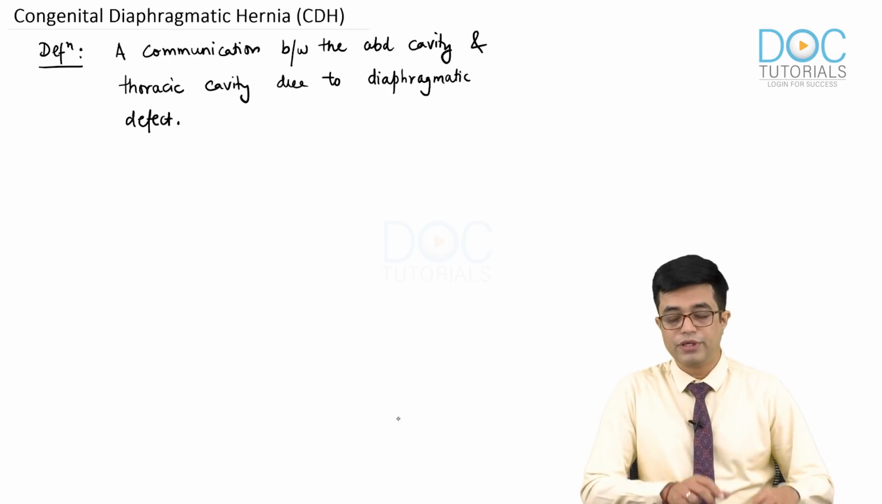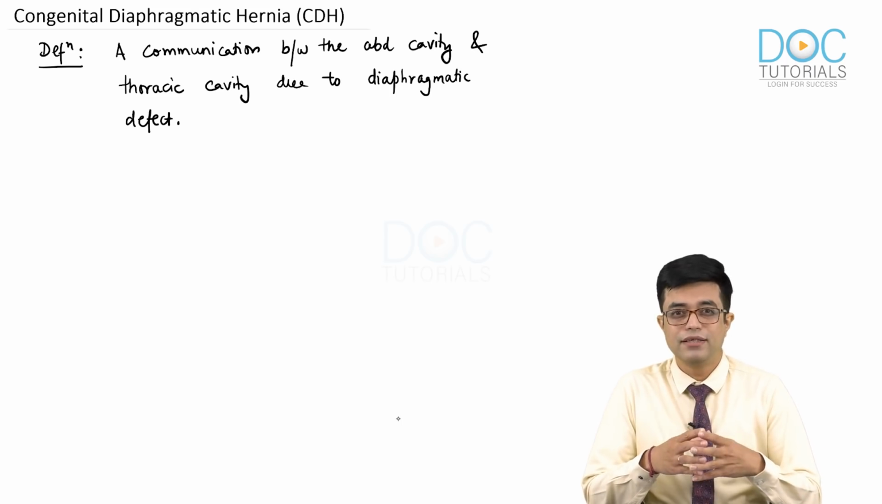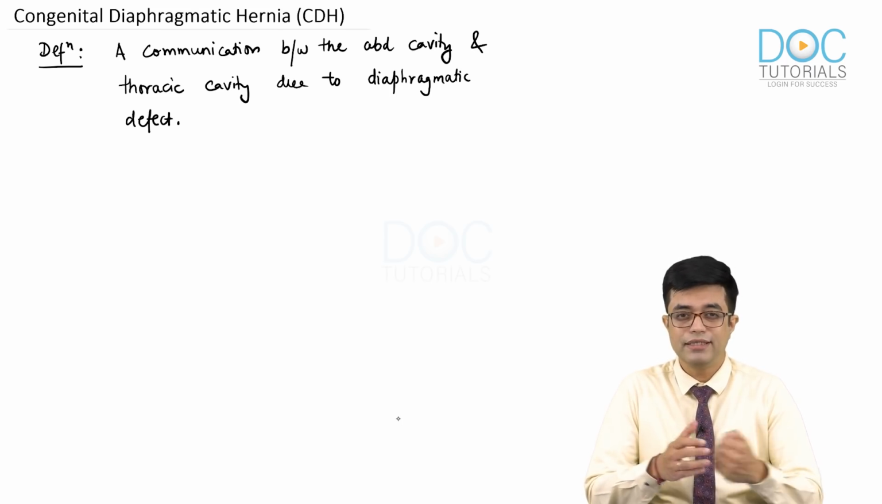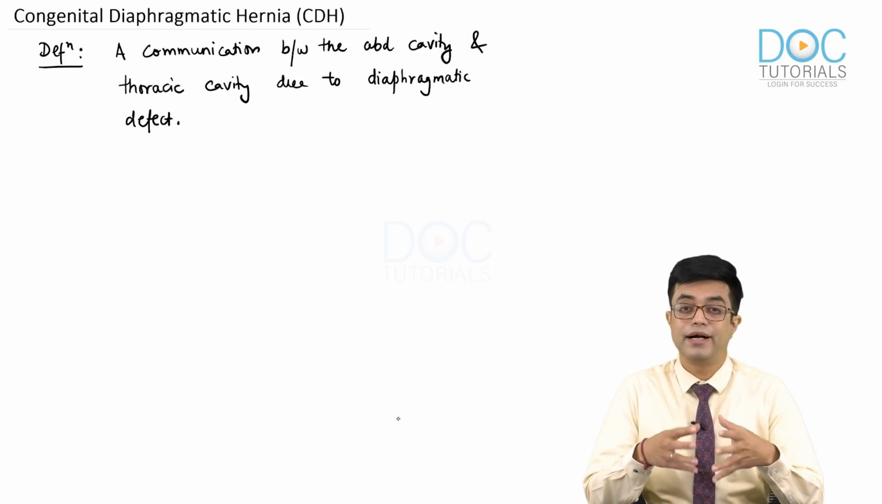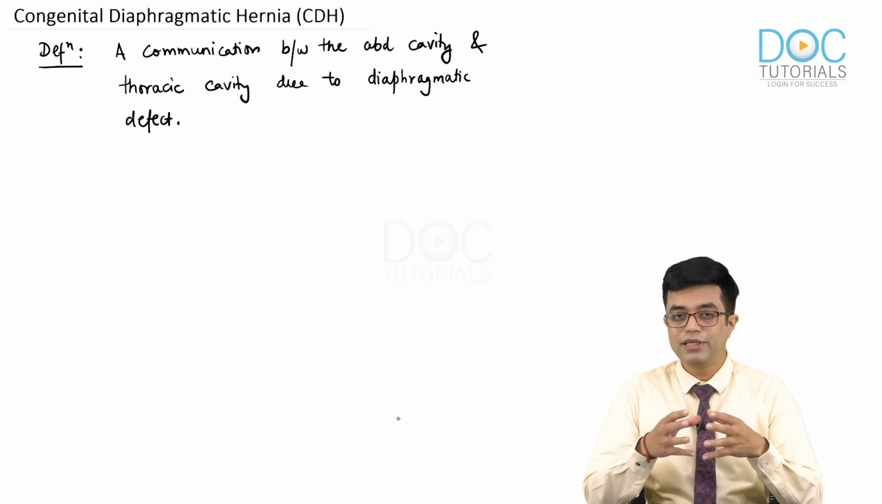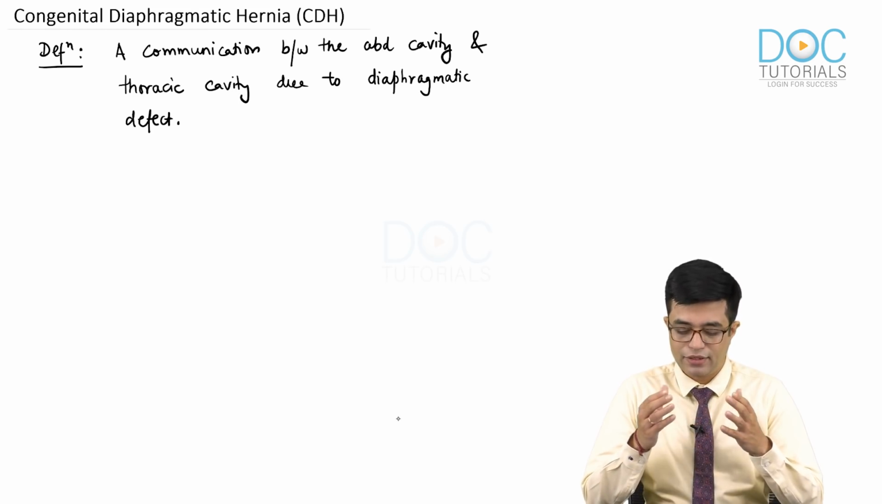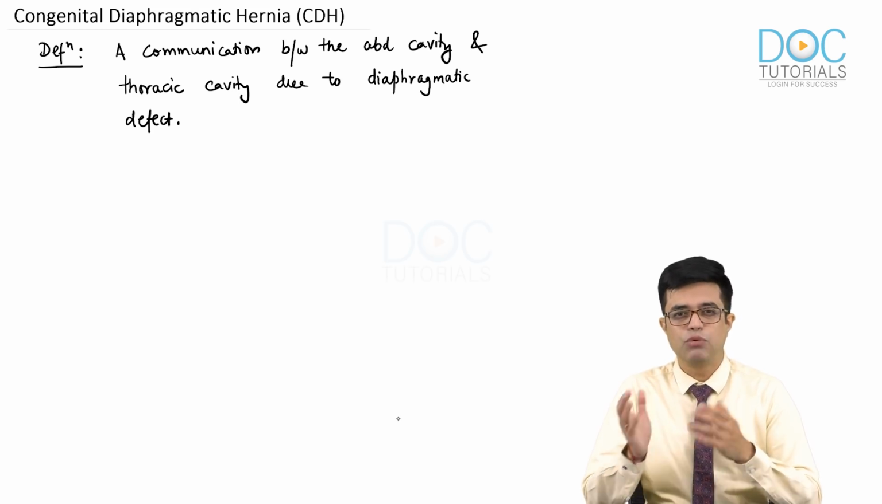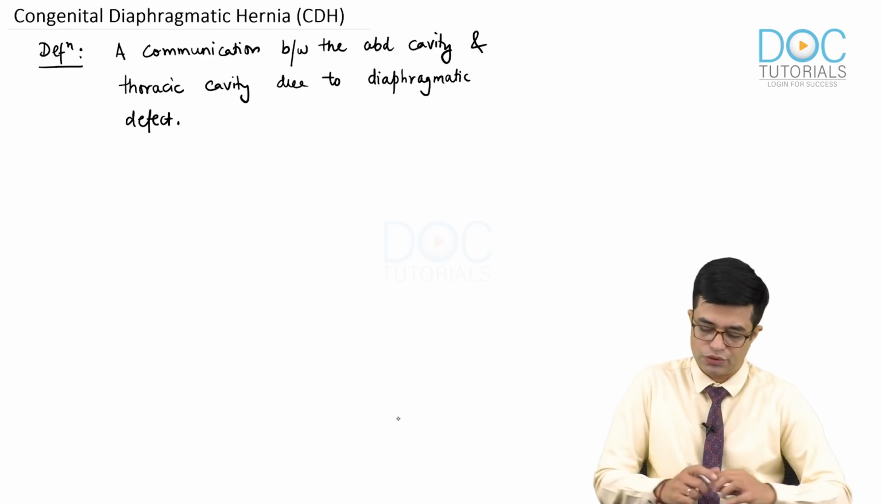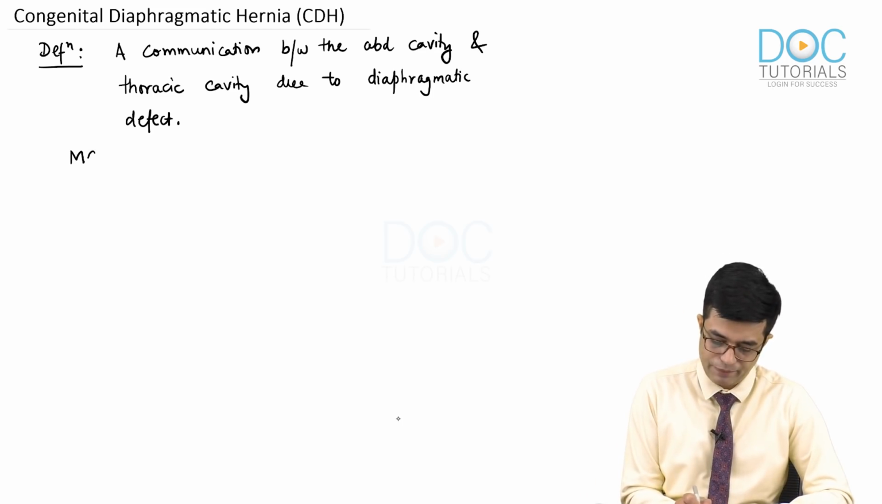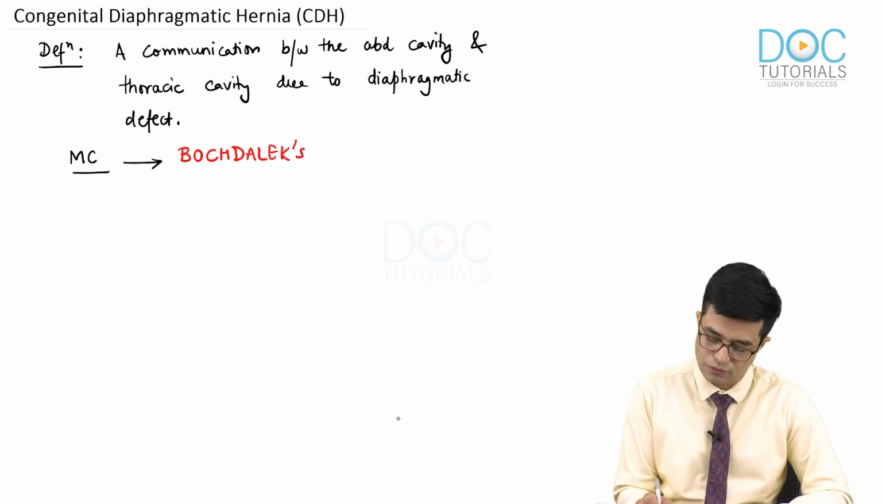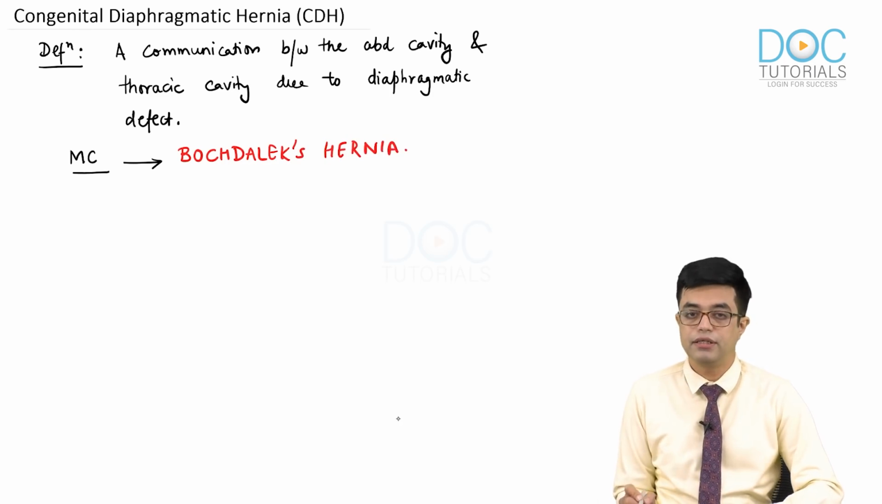Now if you go into anatomy, there is a Morgagni's hernia which is more anteriorly seen. There is a central hernia, there is a hiatus hernia, but the most common congenital diaphragmatic hernia is the Bochdalek hernia. In fact, diaphragmatic hernia in children and Bochdalek hernia are synonymously used. So the most common variety which is synonymous with diaphragmatic hernia is Bochdalek hernia. Bochdalek hernia is more than 90% of cases of congenital diaphragmatic hernia.